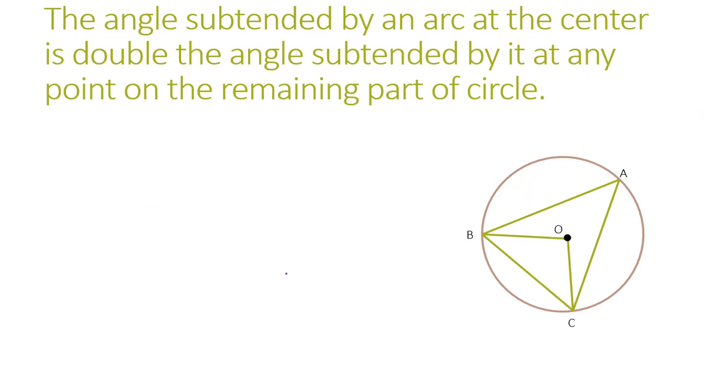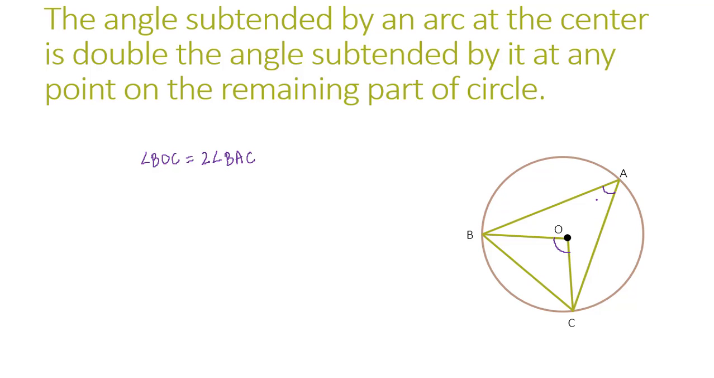Let's move on to the next theorem. The angle subtended by an arc at the center is double the angle subtended by it at any point on the remaining part of the circle. So this is the angle subtended by an arc at the center. The arc here is the arc BC. The theorem states that angle BOC is twice the angle BAC. This is a very important theorem and you will find several questions which you can solve using this theorem.